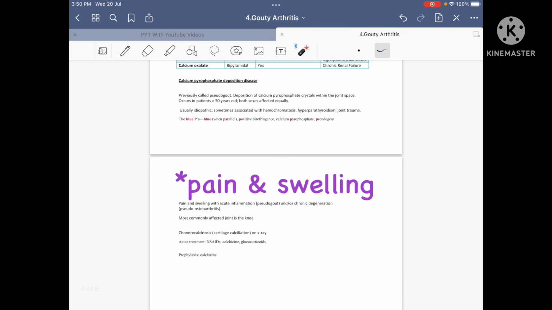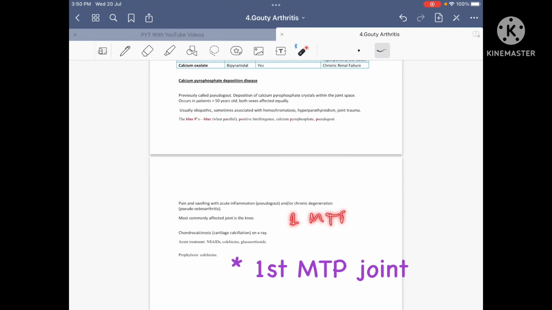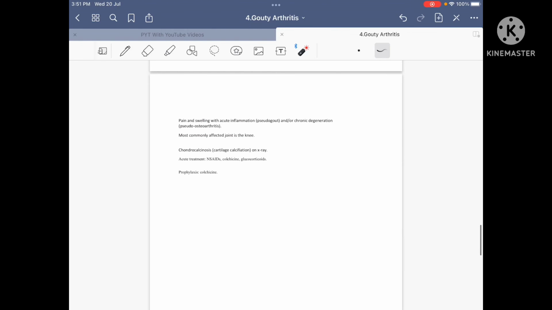And there will be pain and inflammation with acute inflammation and or chronic degeneration, which is called pseudo osteoarthritis. Here the most commonly affected joint is the knee. In case of gout, it was the first MTP. On X-ray, here we will get chondrocalcinosis, and treatment here is almost the same as gout, but here we use NSAID and colchicine in acute cases. Also for prophylaxis we use colchicine.